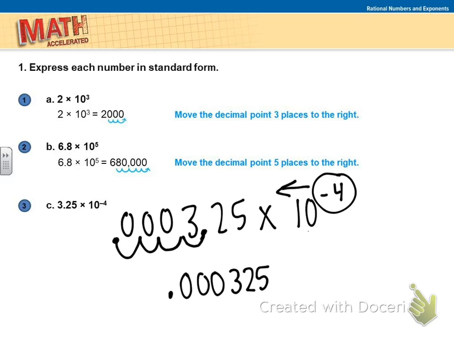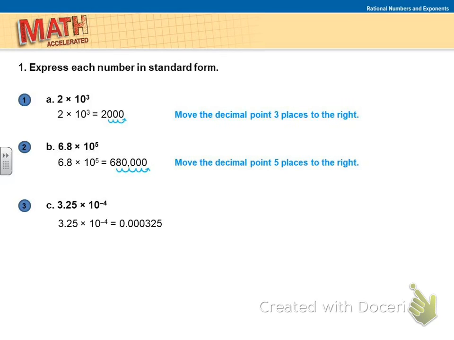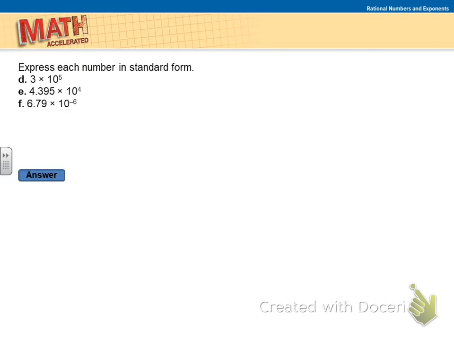Good. Yes. You're saying right here, yes. I mean, that makes it look better and easier to read, but you don't have to. But I would get in the habit of it because it just helps you realize that that's a decimal right there. All right. All right, y'all are going to work D, E, and F.